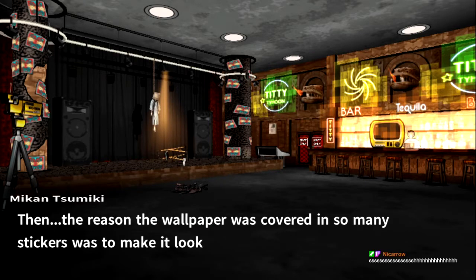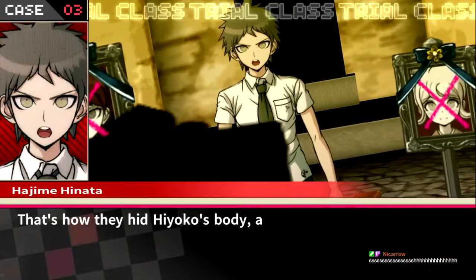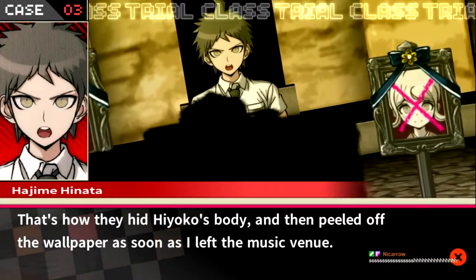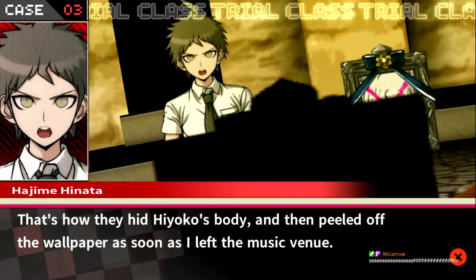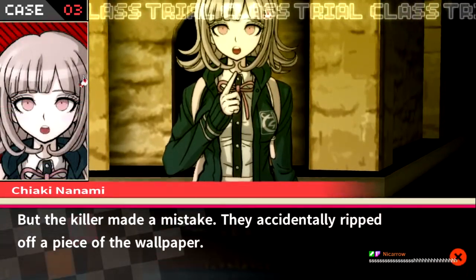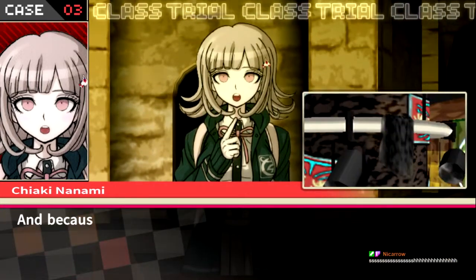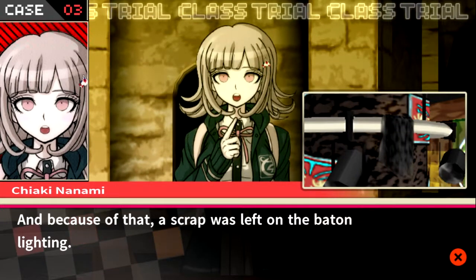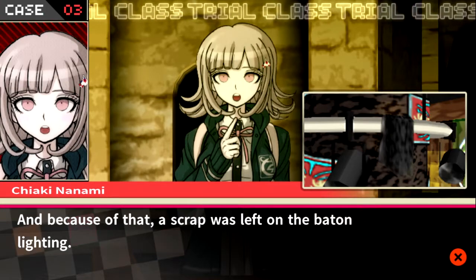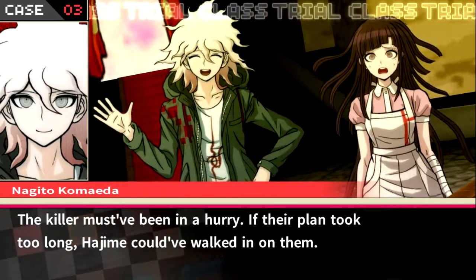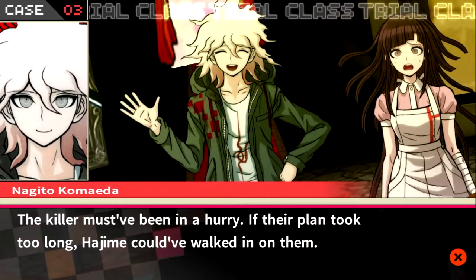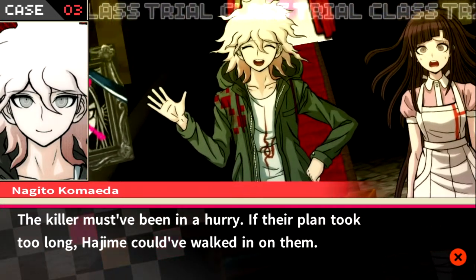Then the reason the wallpaper was covered in so many stickers was to make it look like that pillar. That's how they hid Hiyoko's body, and then peeled off the wallpaper as soon as I left the music venue. But the killer made a mistake. They accidentally ripped off a piece of the wallpaper, and because of that, a scrap was left on the baton lighting. The killer must have been in a hurry. Their plan took too long. Hajime could have walked in on them.